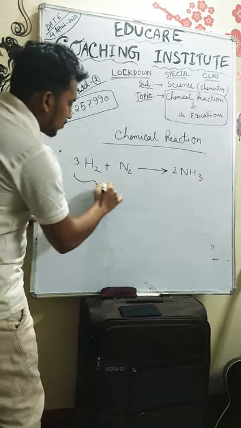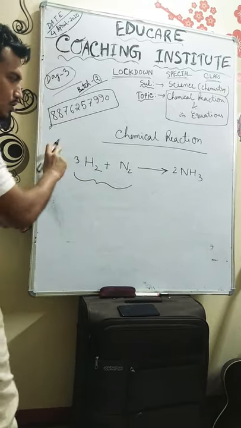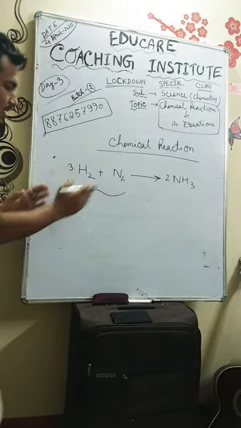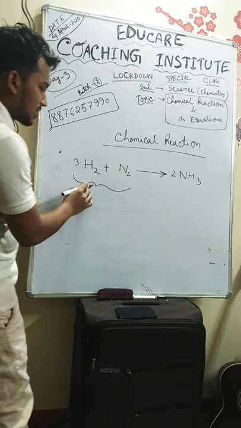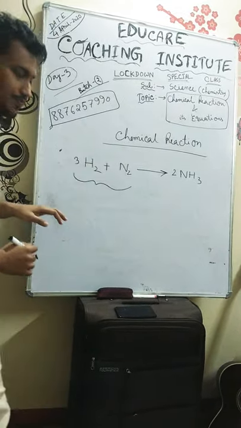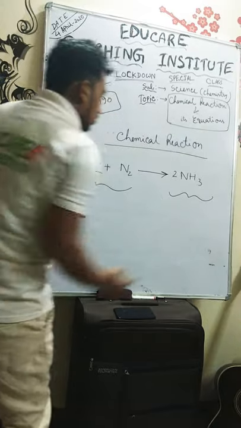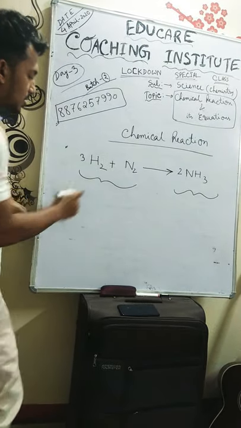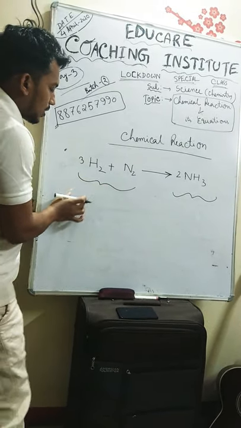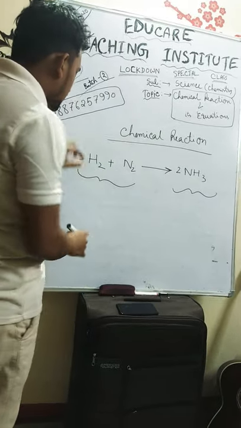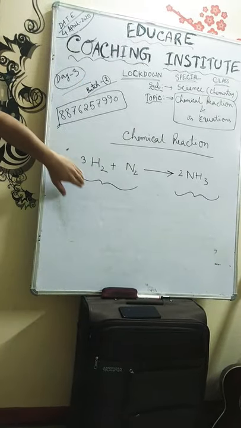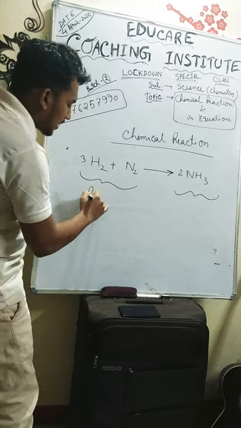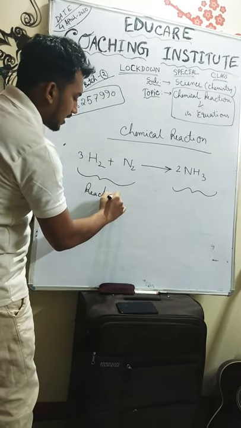See, in this reaction, first of all, it has two sides. One is the left hand side, another is the right hand side. And it also has particular names. The substances that are on the left hand side are called reactants.